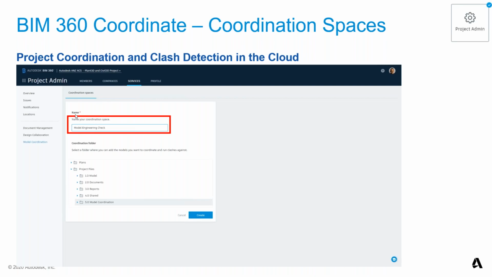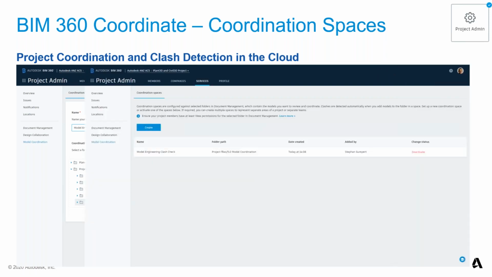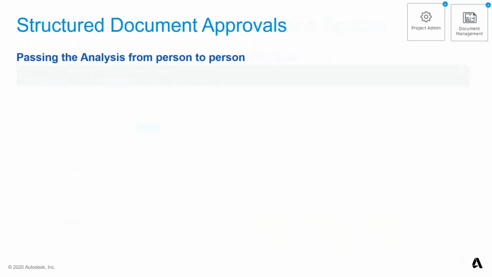So let's have a look at how to create such a coordination space, where you declare a folder as a coordination space in BIM 360 as a project admin. You go here, you select the folder, and note that this is pretty new: you can use folders from the project files and also from plans. That was restricted to plans before. There you create your space. You just declare a folder as a coordination space.